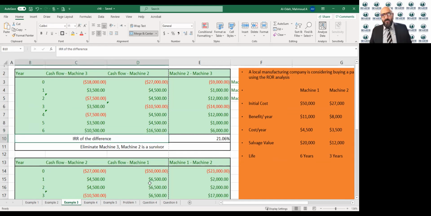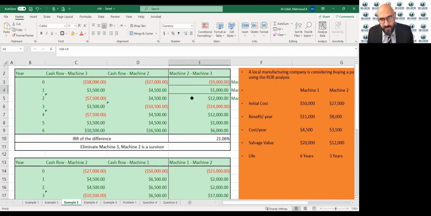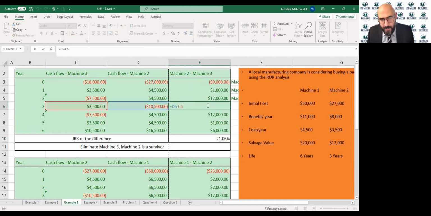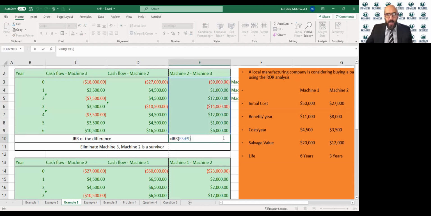And now what we need to do, we have to subtract the higher cost from the lower cost. And the higher cost in this scenario is machine 2. So we have to create another column for this incremental analysis. So we say machine 2 minus machine 3, and we subtract all these cash flows from each other. And now once you build the cash flow for this incremental analysis, you use the IRR.